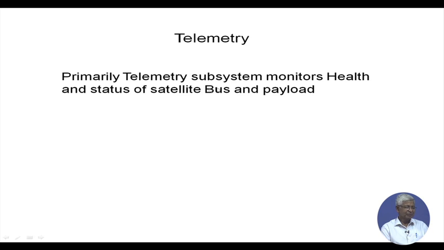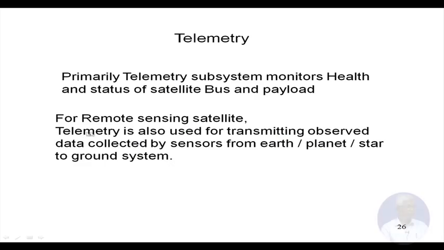Primarily, telemetry of the subsystem monitors the health and status of the satellite bus as well as payload. Each of the subsystems has to be monitored for how it is functioning. But in some cases of remote sensing satellites, the telemetry term is also used for transmitting observed data collected from the sensors, which are looking towards the earth, planet or star, to the ground system. So the data collection is outside the satellite, that is also called telemetry. But in our case, with communication satellites, we will be confining ourselves to the health monitoring and status monitoring of the bus and payload, that we will call telemetry.